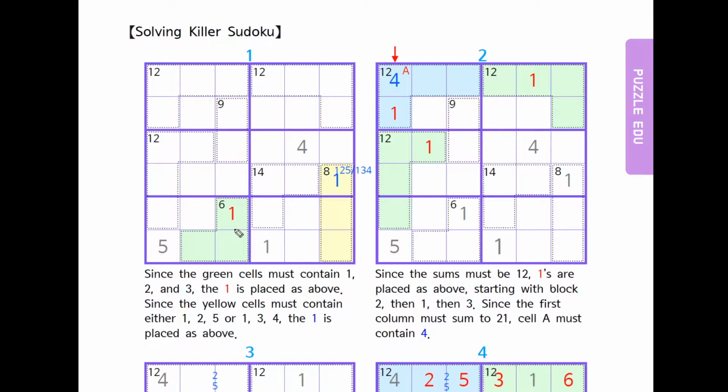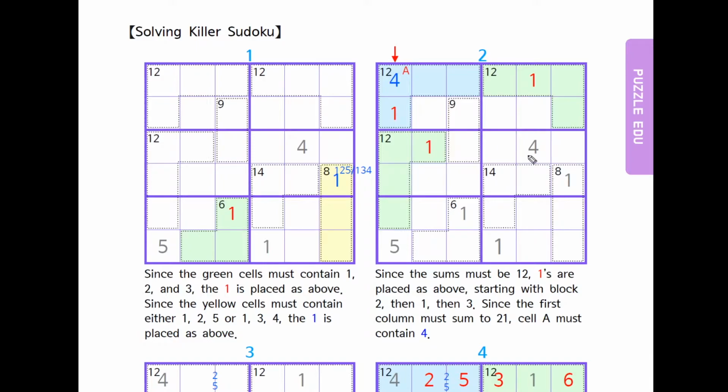Similarly, the yellow cells must sum to 8. The only 3 numbers that do this are 1, 2, 5, or 1, 3, 4. Since the number 1 appears in both combinations, we can be sure the number 1 exists among the yellow cells, and we can place it here, as shown in blue.